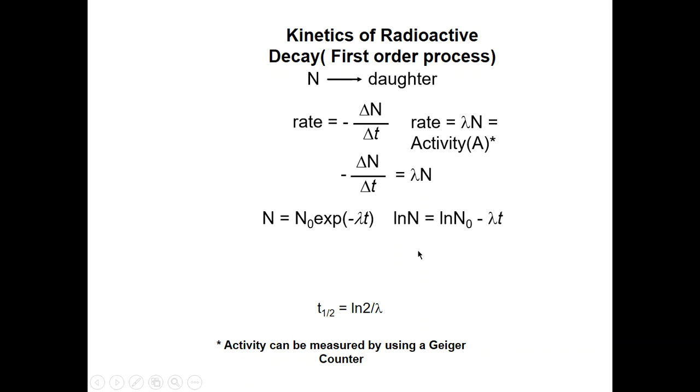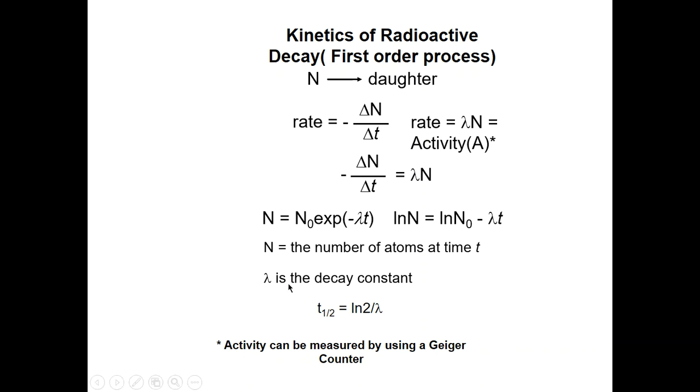Another way of expressing it is shown here, right? The natural log of N at the time t equals the natural log of the initial amount of particles N0 minus lambda t, right? So N represents the number of atoms at time t, and lambda, as I said before, is called the decay constant, which is similar to the rate constant when it comes to first order chemical reactions.